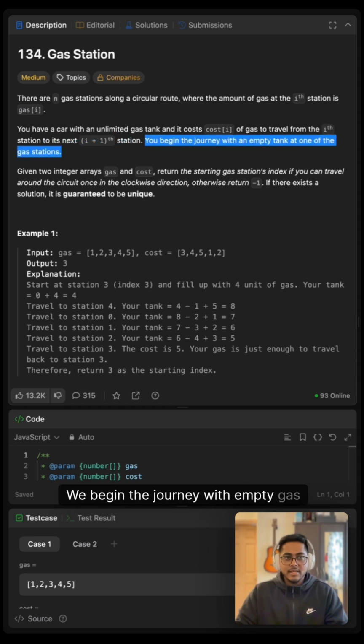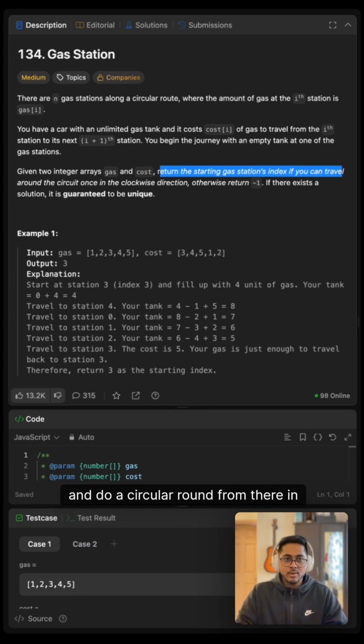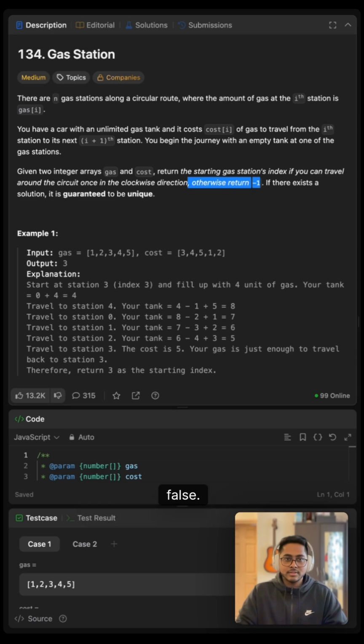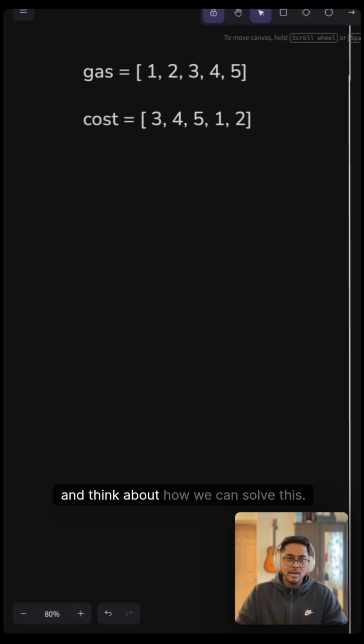We begin the journey with an empty tank, and we have to return the starting index of the gas station from where we can start and do a circular round in the clockwise direction. Otherwise, we have to return minus 1. It's also given that if a solution exists, then it's guaranteed to be unique. Let's take this example here and think about how we can solve this.